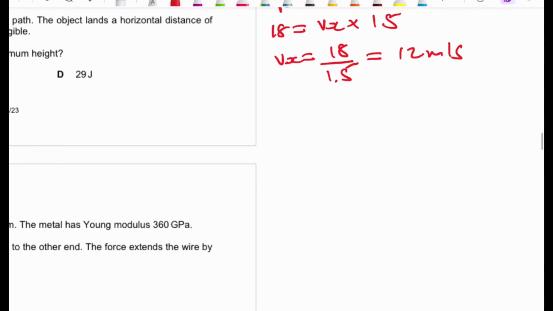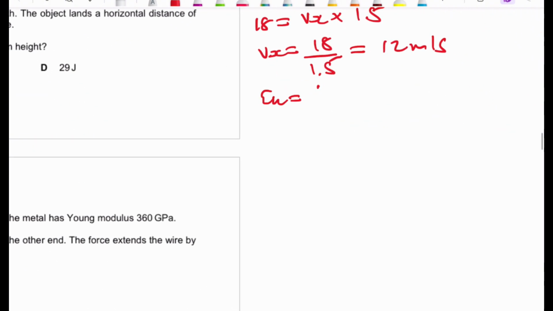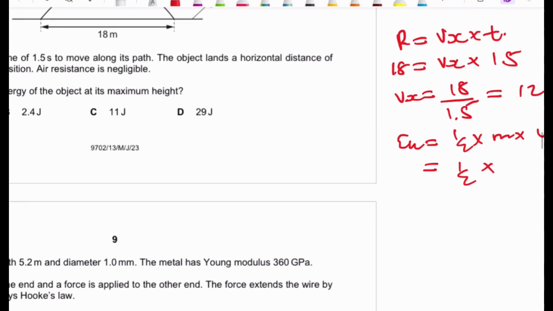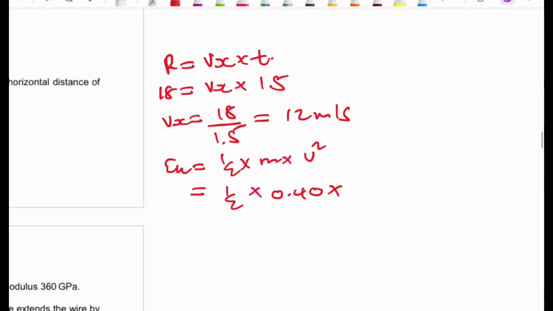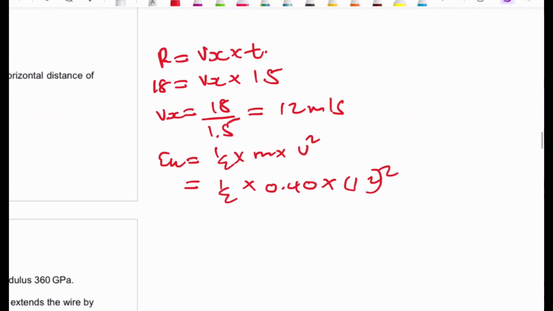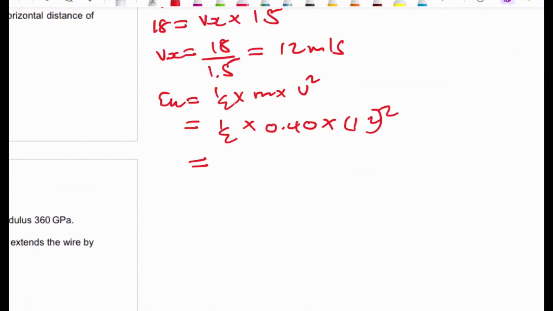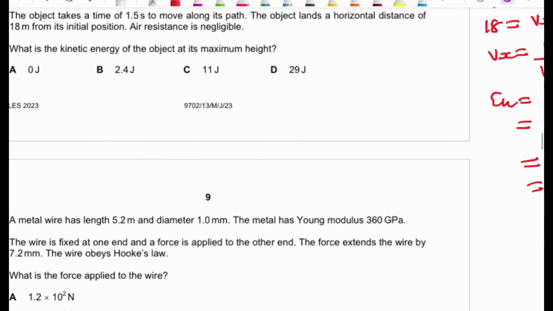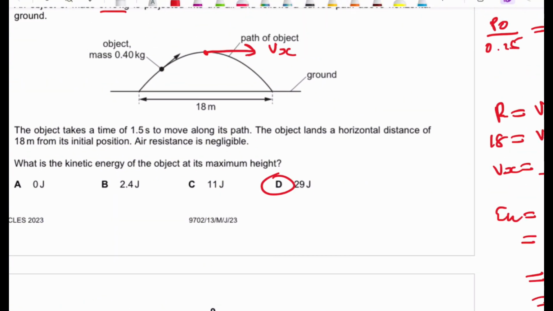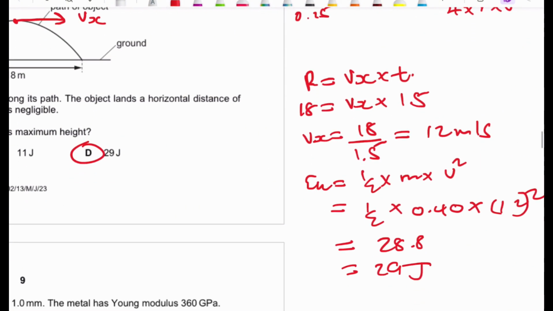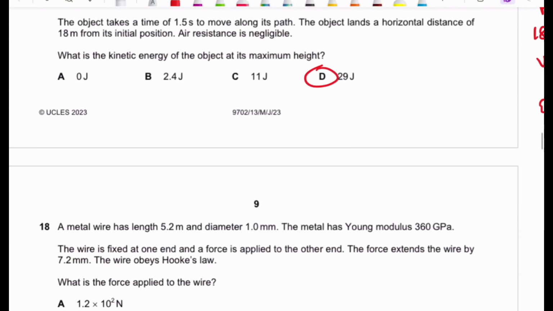So if you have that and you want to find the kinetic energy, we know that kinetic energy is 1/2 multiplied by the mass multiplied by the velocity squared, right? Which is half, the mass is 0.40, multiplied by the velocity, which is 12, squared. That gives you a total of approximately 28.8, which is about 29 joules, right? So the answer is D. So get this, right? Whenever you have to talk of kinetic energy, you have to find the speed, and the speed we found is 12, and you apply the law to find the kinetic energy at that point, right?